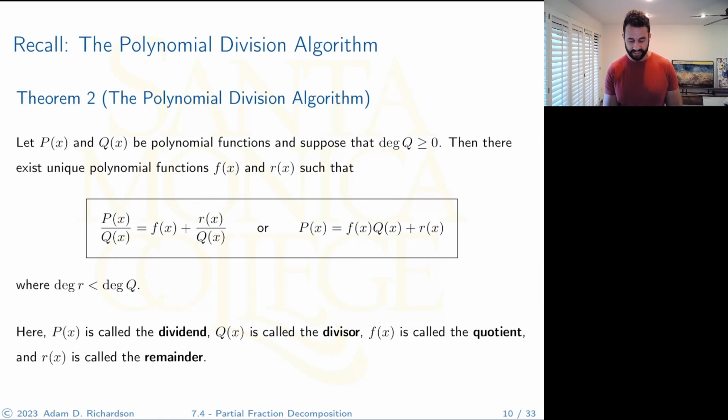Let's say P of x and Q of x are polynomial functions, and we're going to suppose that the degree of Q is greater than or equal to 0. Then there exist unique polynomial functions, f of x and r of x, such that this ratio, P of x over Q of x, can be written as f of x plus r of x over Q of x.